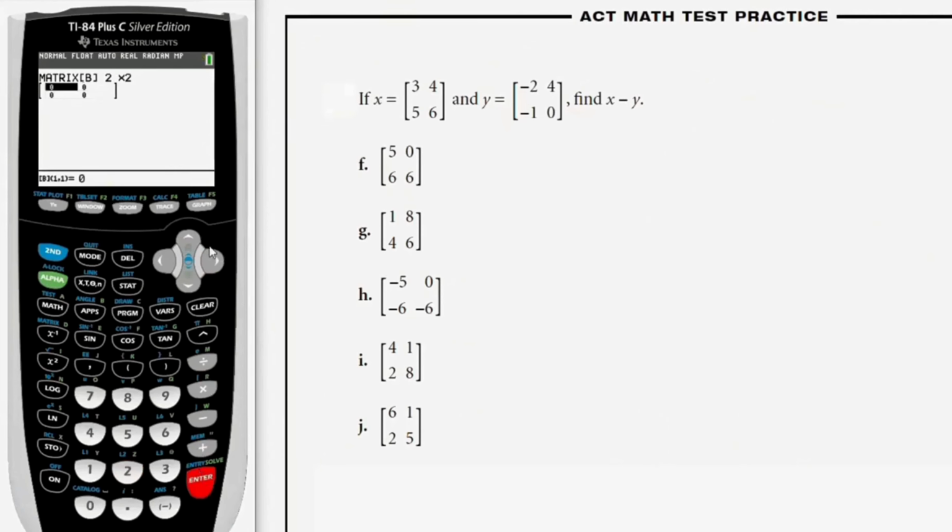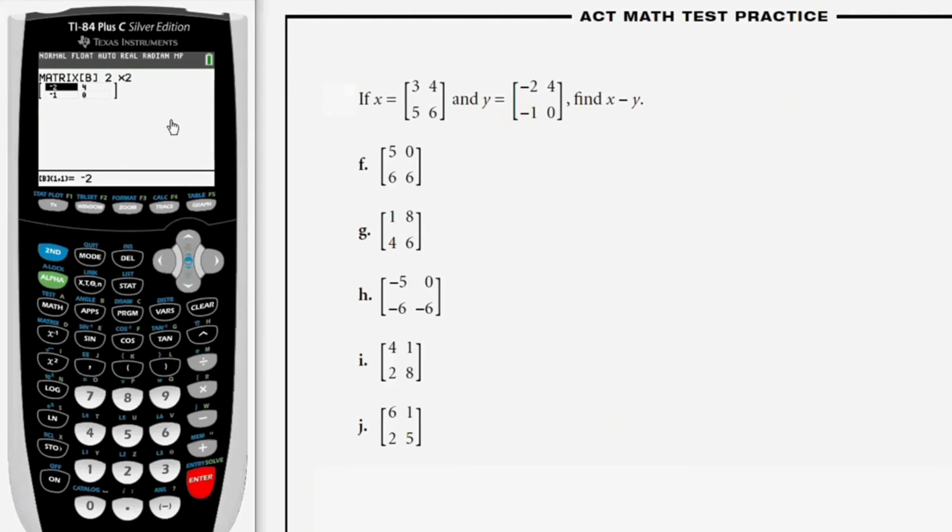Okay, so for mat B, we have negative 2. Make use of this negative button, guys. Very important. -2. Press enter. We have 4. Press enter. We have -1. Press enter. And we have 0. So that's it, guys. The values are now stored on the calculator.